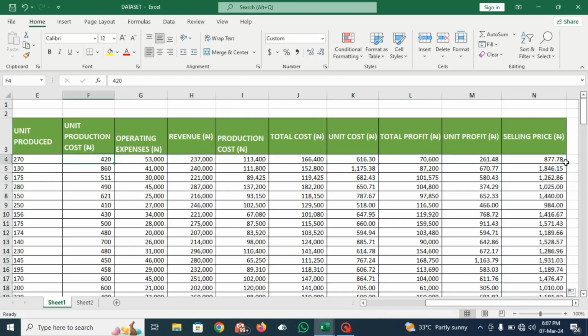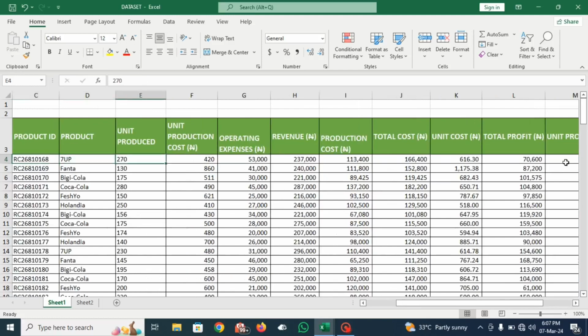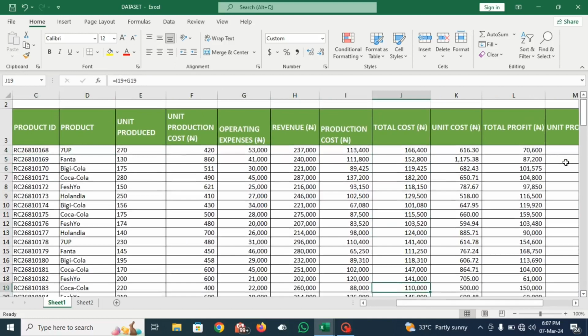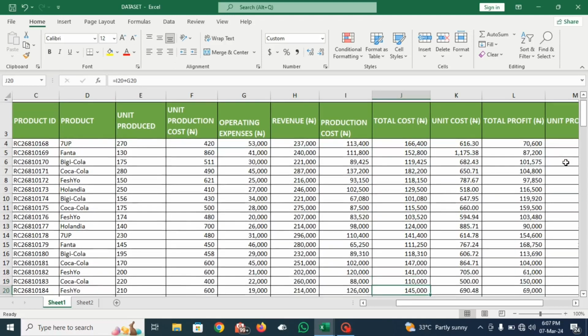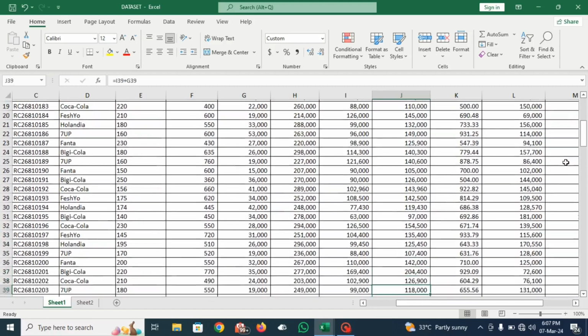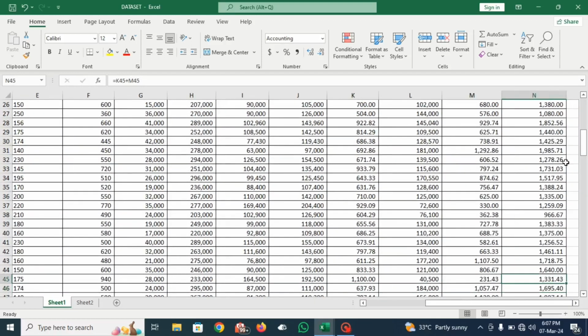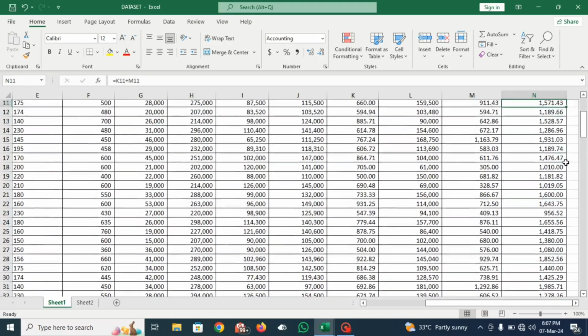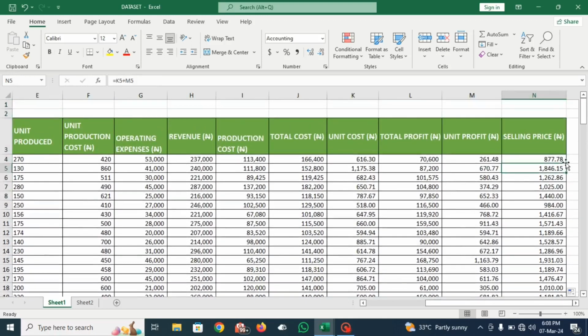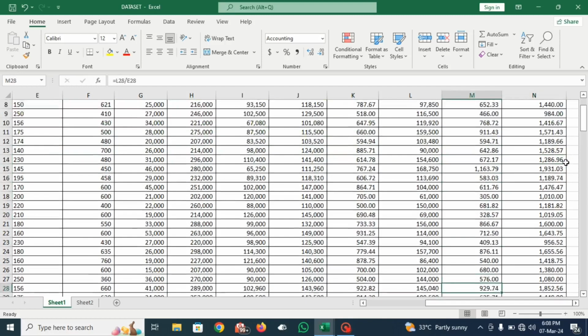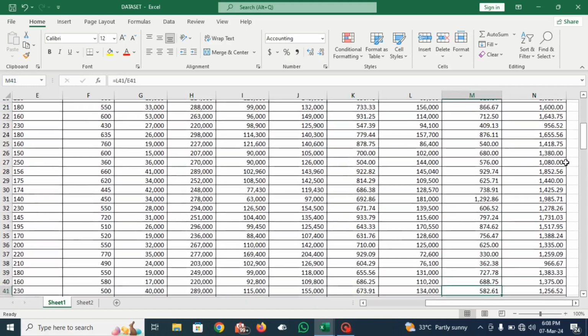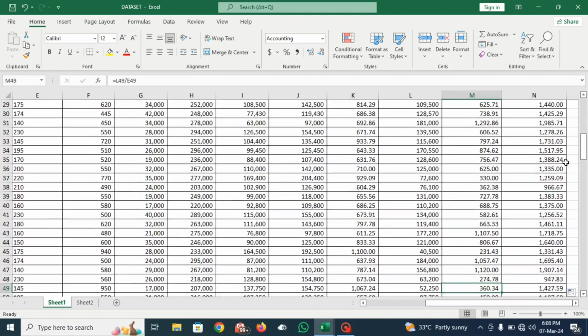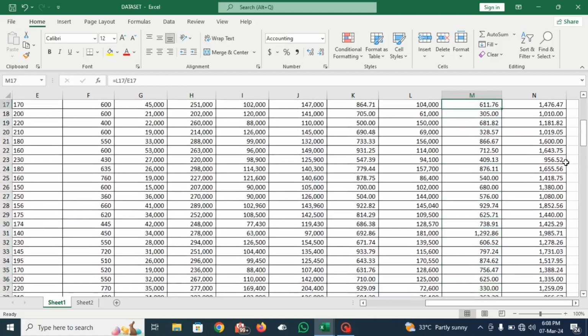So now, as you can see, from this Excel mathematical operation, we have calculated the total cost of all these products. Look at this. Within a short period of time, we generated all these requirements, starting from total cost, unit cost, total profit, unit profit, selling price. Look at how we solved these requirements within a short period of time by using Excel mathematical operation.